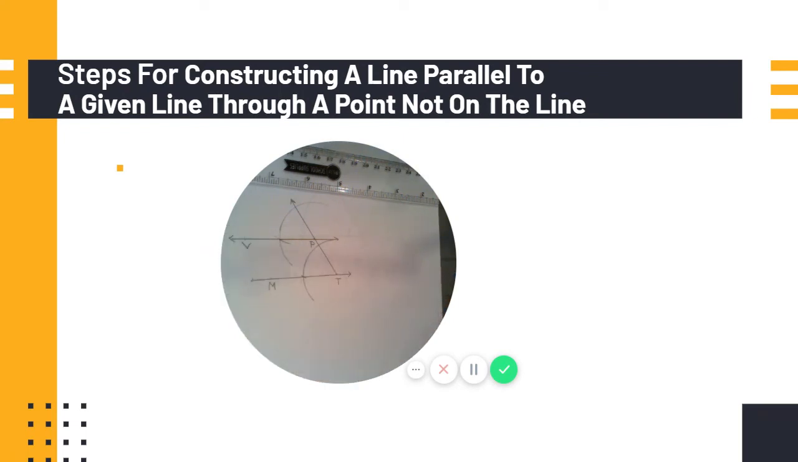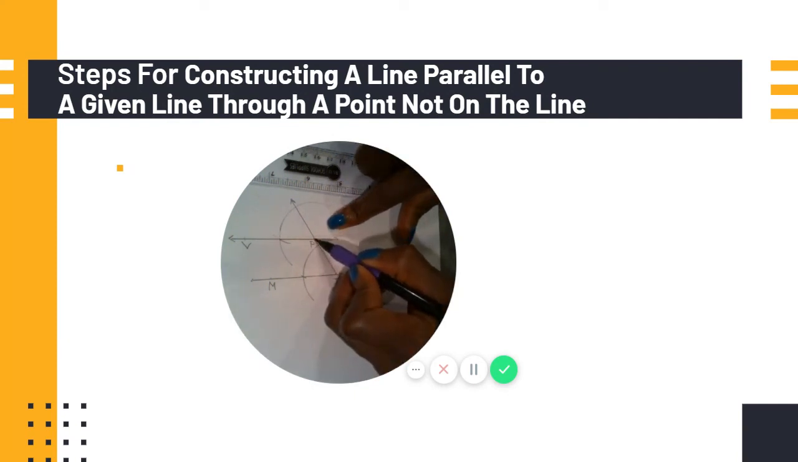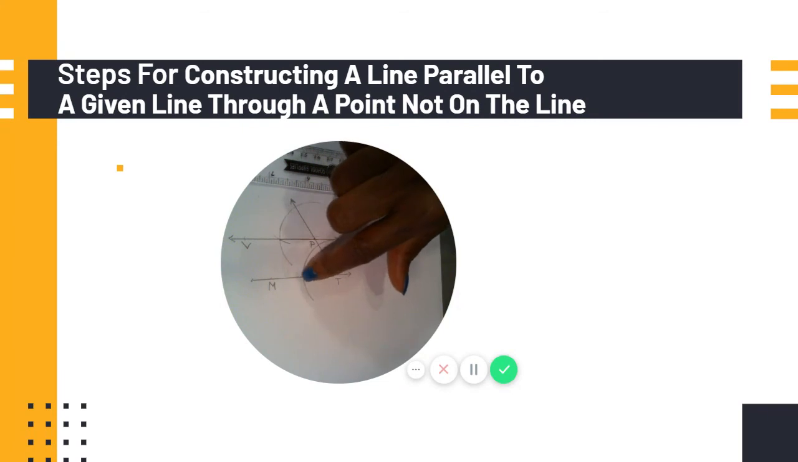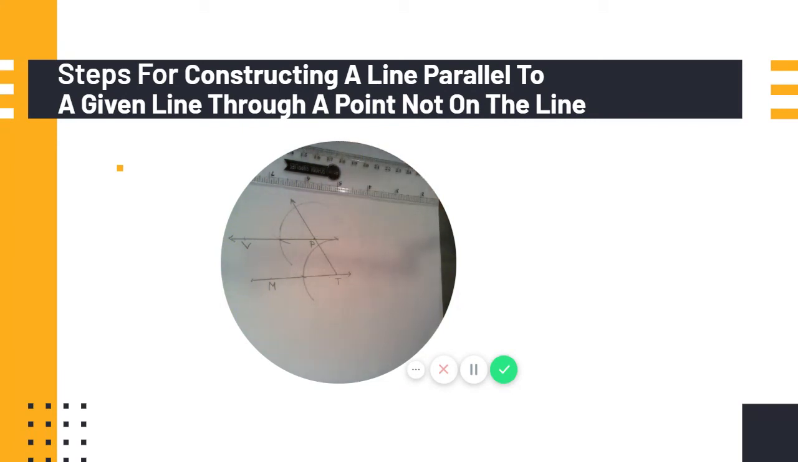So I have now created two lines that are parallel to each other. And remember, this point P originally was not on this line. And the symbol for parallel is two lines that are kind of slanted.